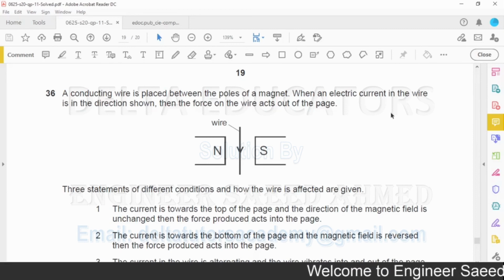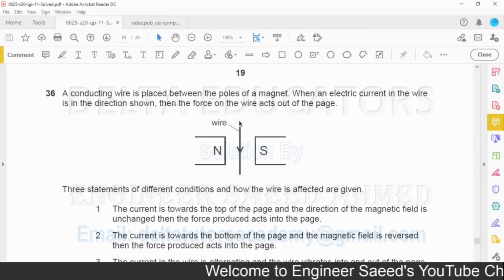The direction of the force we can change either by changing the direction of the current in the wire or by changing the direction of the magnetic lines of force. Now here it is given in point 1, the current is towards the top. Before, the current was towards the bottom. Here it is shown current is towards the bottom. When the current was towards the bottom, the force was out of the page.